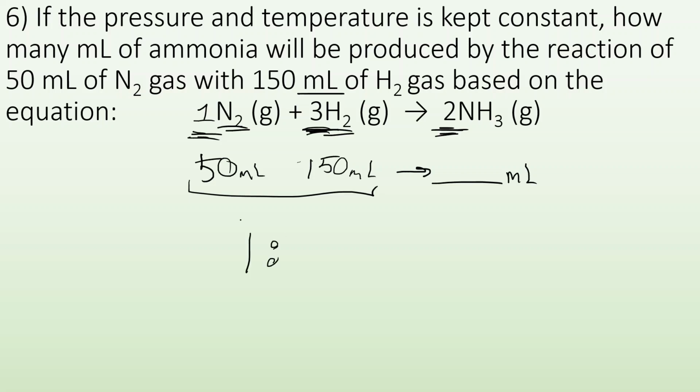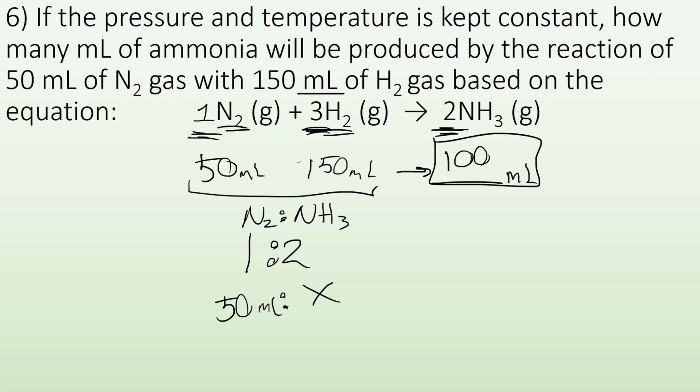So for N2 to NH3 ratio, it's a 1 to 2. So if I completely reacted 50 milliliters of N2, how much NH3 would I get? You'll get 100. And that's probably the easiest way to do that, especially since they don't tell you the temperature or the pressure. You can't use any of that. Just go, hey, I know if it's at the same conditions, the volumes are proportionate to the moles.